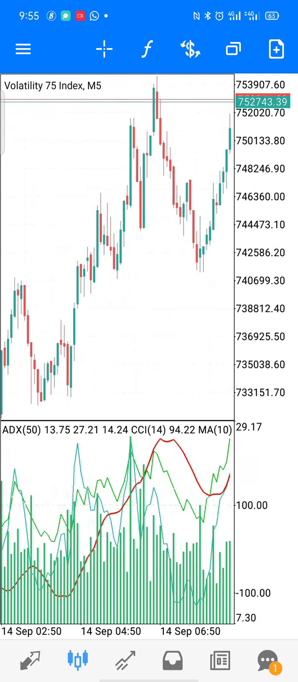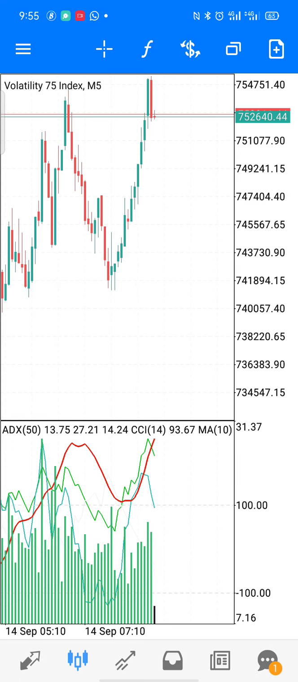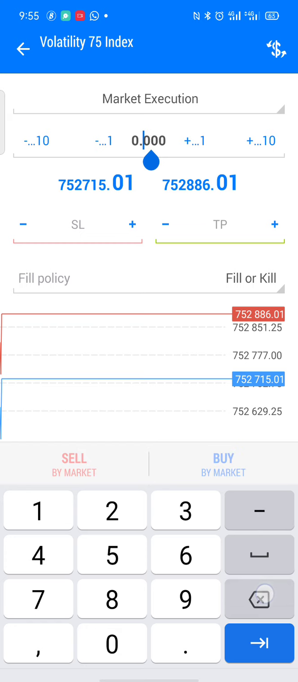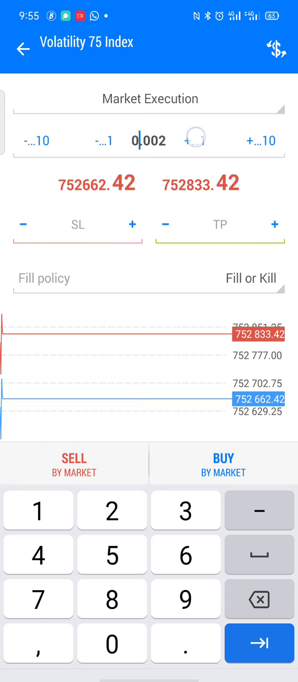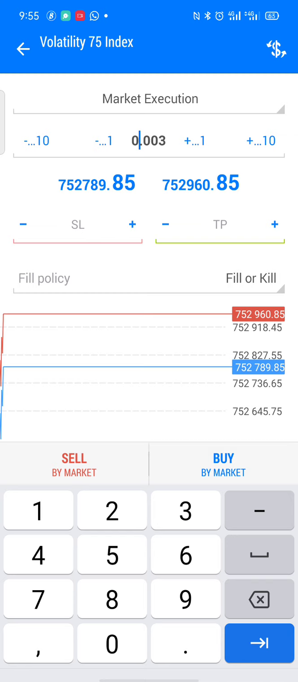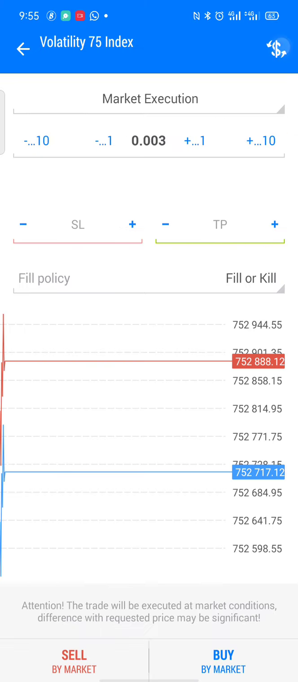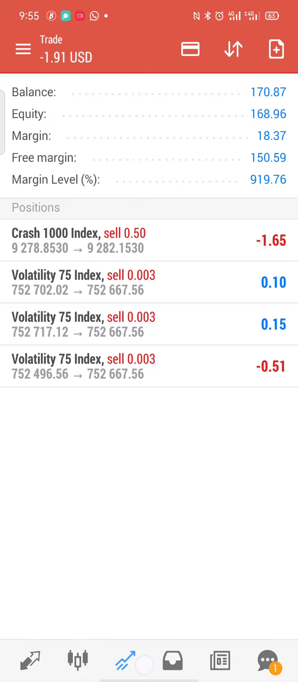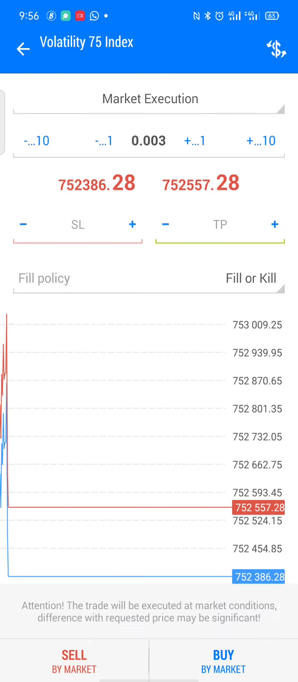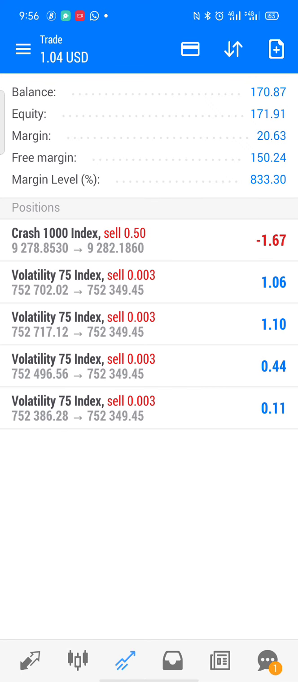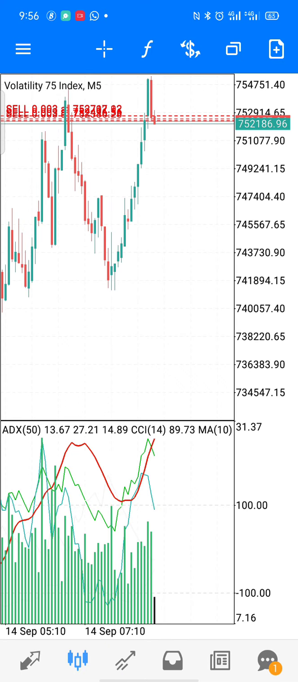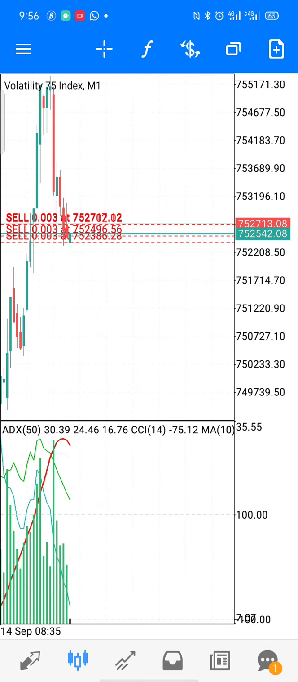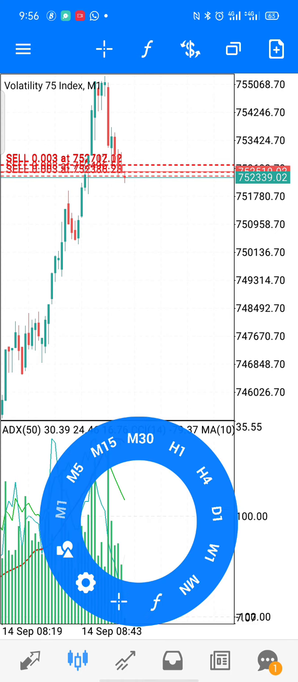Okay, guys, I'm gonna place a sell right now on V75. As you can see, place the sell, another sell, another sell. You can see, guys, I'm scalping Volatility 75 Index. I think I'm gonna leave this for some time.